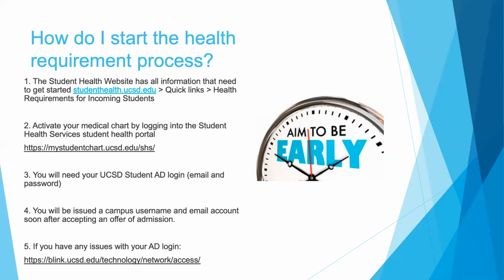The first step really in this process is activating your medical chart by logging into the Student Health Services Student Health Portal, which is called My Student Chart. And that is where you will find the forms also, and where you input this information. You will need your UCSD AD login, which is your email and a password, and you are issued with this after accepting a position here on campus. If you have any issues with your Active Directory login, there's an email address there that will link you to our IT support on campus that can assist you with that.